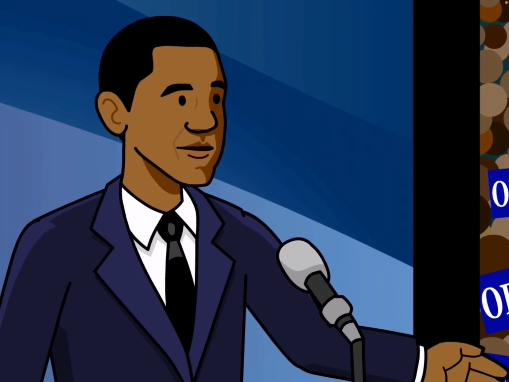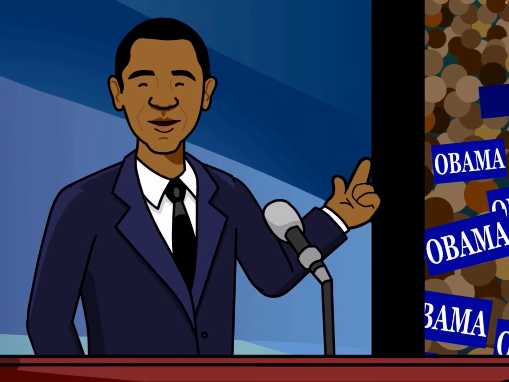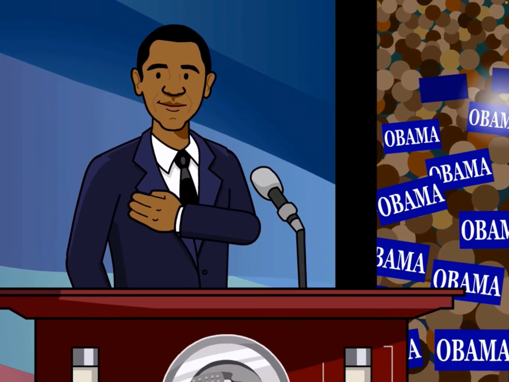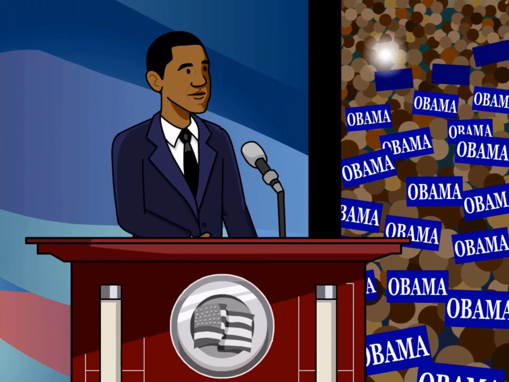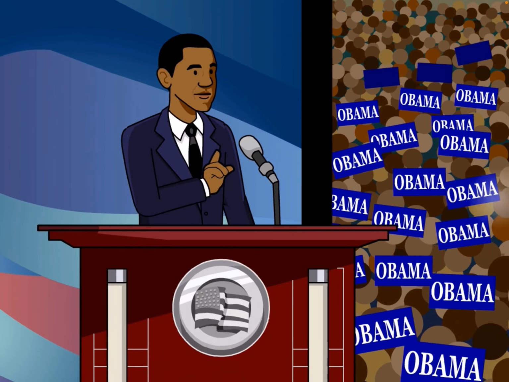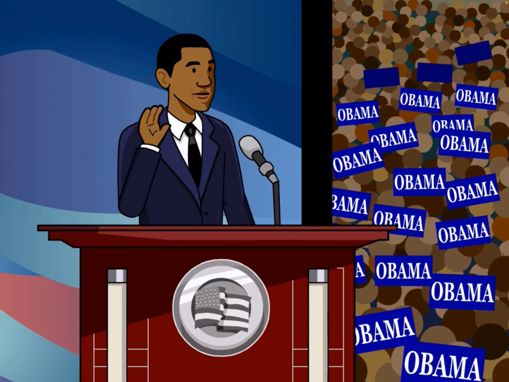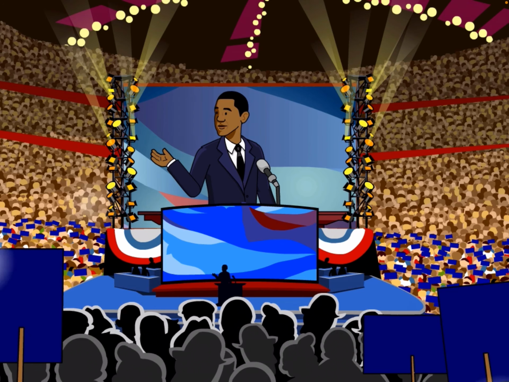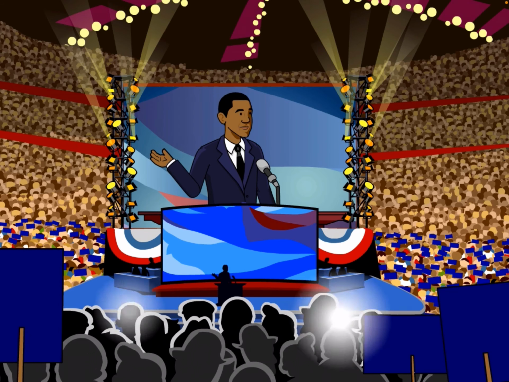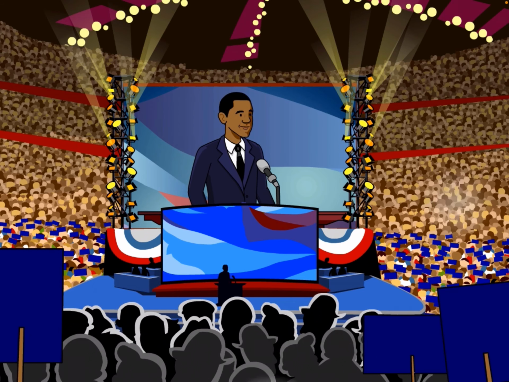Obama first made a name for himself by speaking out against partisanship. He was a guest speaker at the 2004 Democratic National Convention, the big get-together where the party chooses its presidential candidate. Most people had never heard of Obama. He was a brand new senator from Illinois, but he spoke stirringly of his vision for the nation.